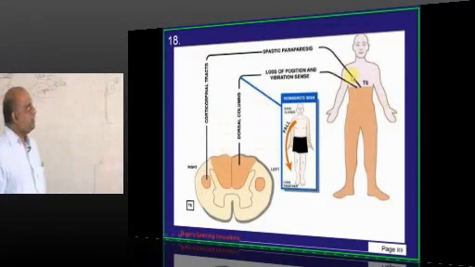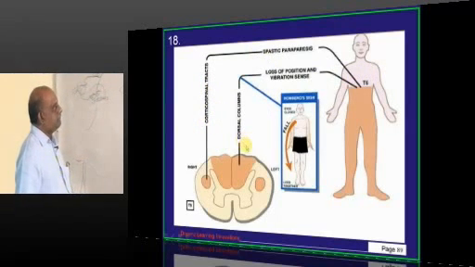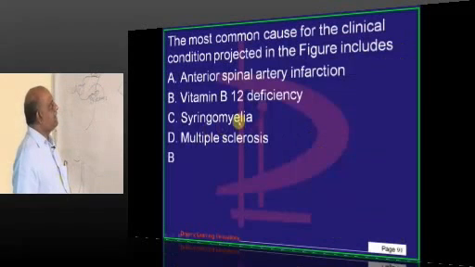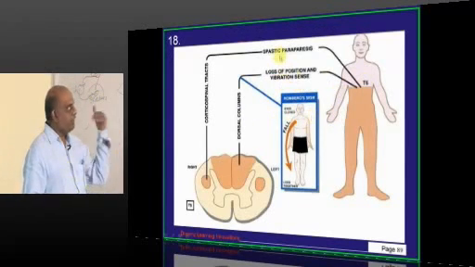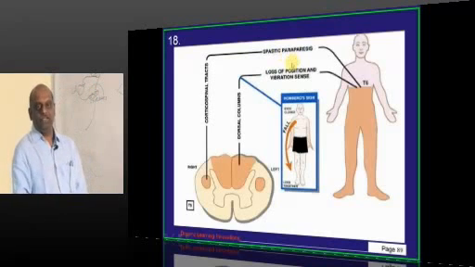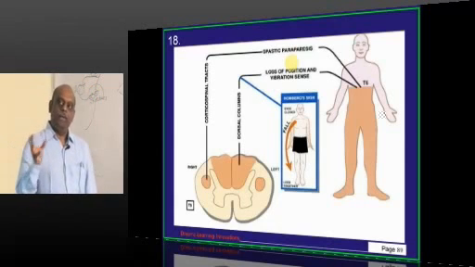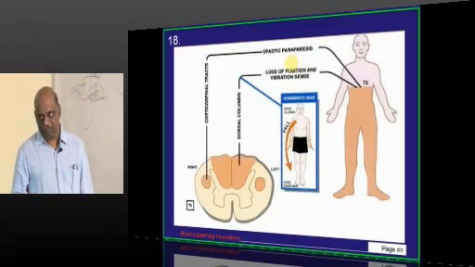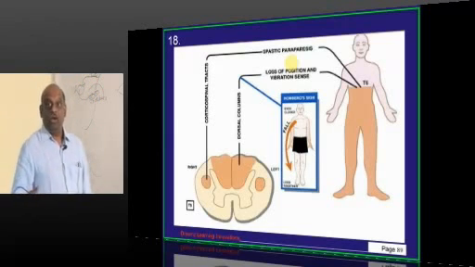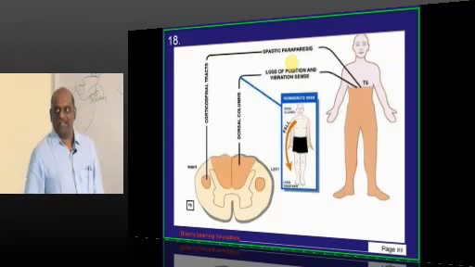Then you have loss of position and vibration, spastic paraparesis, and so on. So what is this? Where do you see this combination? Typically when there is loss of position and vibration along with spastic paraparesis, it means the corticospinal tract, an upper motor neuron, is involved. So it is a combination of a pyramidal tract and a sensory tract. Pyramidal is what? Motor tract. Corticospinal is what? Pyramidal tract, which is a motor tract, along with demyelination of the dorsal columns, which is a sensory tract.